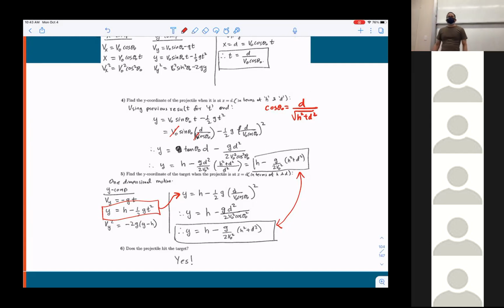Okay, that was a lot of math to figure that out. It's a pretty non-intuitive thing. But how can we sort of intuitively understand that the projectile should hit?